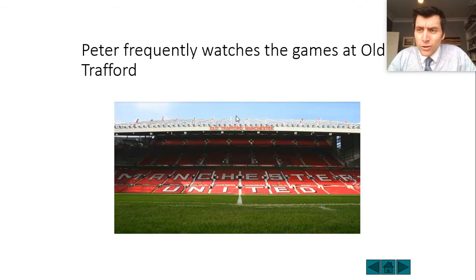Now, poor old sausage here, Peter, keeps going to this dreadful place, Old Trafford, and watching this awful football team. Okay. Now, it's a shame for him, but he doesn't just do it once. He does it frequently.